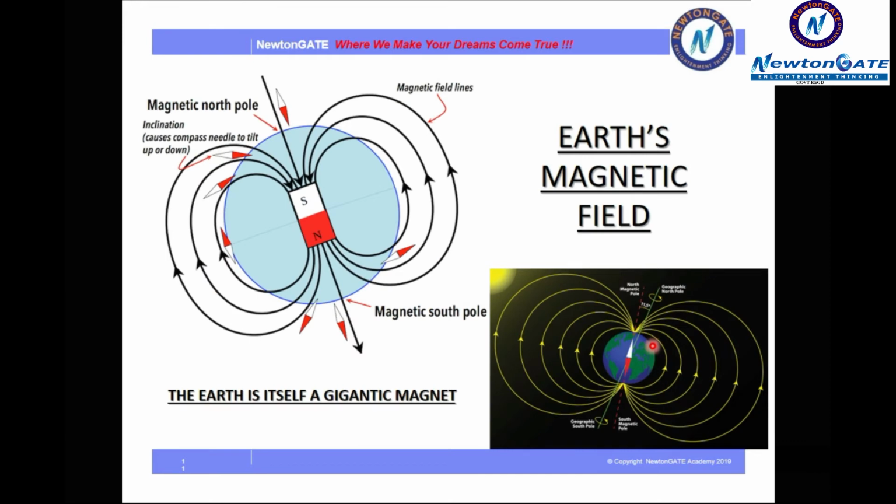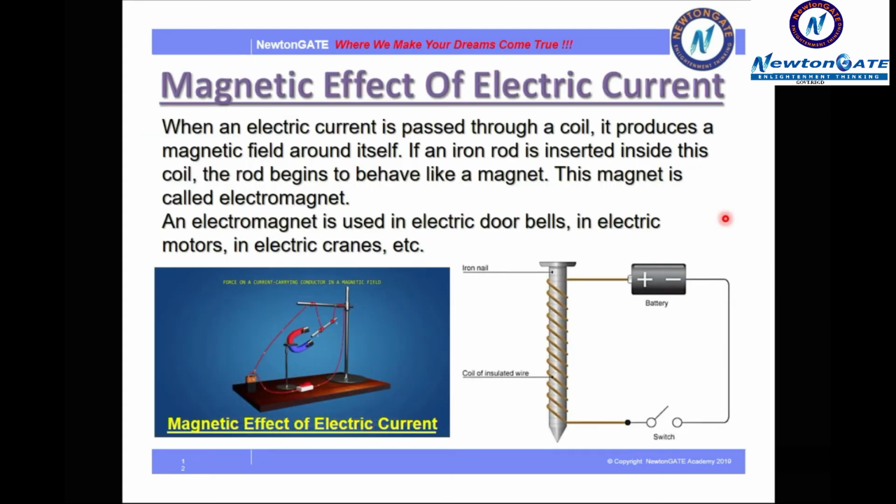Okay. So this is the Earth's magnetic field. It is very often said that Earth is a gigantic magnet. So the core of the Earth can be considered as a bar magnet. This is the south pole, this is the north pole, right? And the magnetic field lines can be drawn like this. Not in a two-dimensional figure, but this is actually a three-dimensional arrangement.